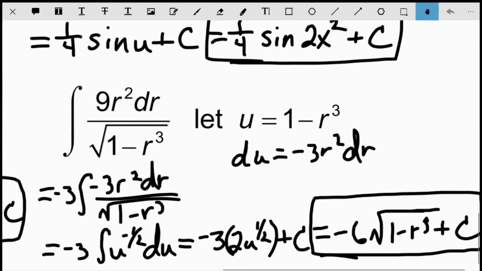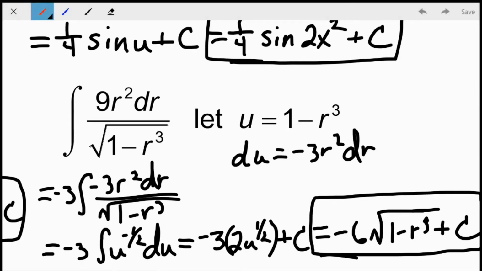Here we've got 1 minus r cubed, so my du is going to be negative 3r squared dr. You can see that we've got a 9 in the numerator right now. So even though there's not a negative 3 sitting in front of me, there is actually a negative 3 there because 9 is negative 3 times negative 3. So I just factored out a negative 3 and left the other negative 3 inside the integral.